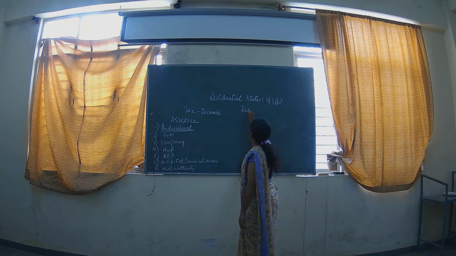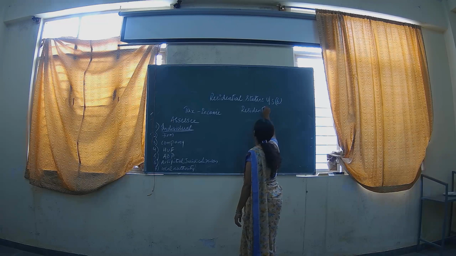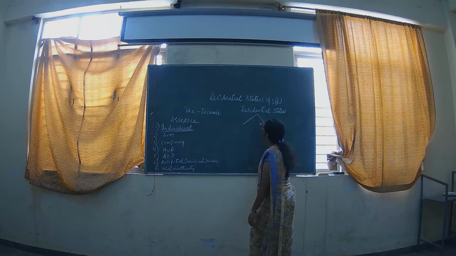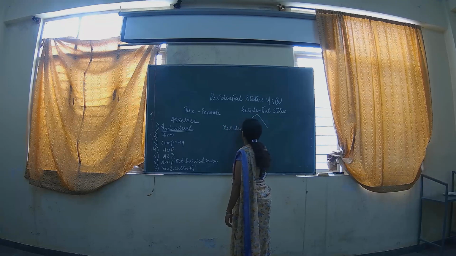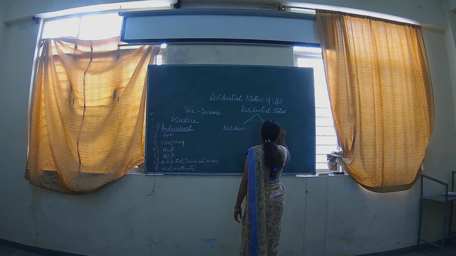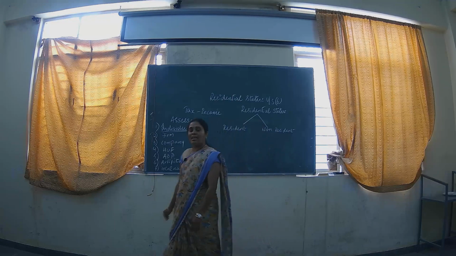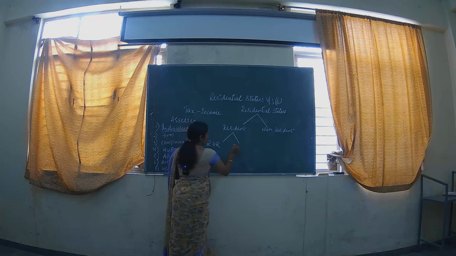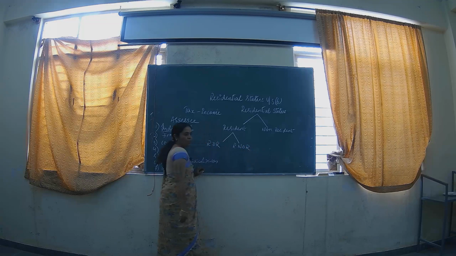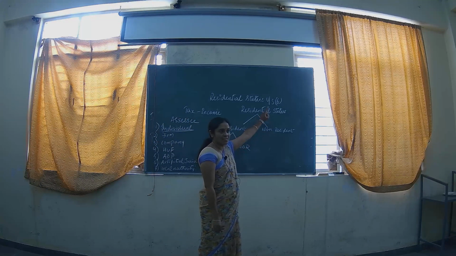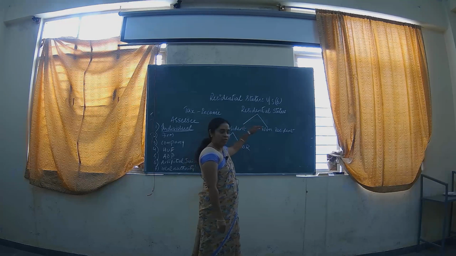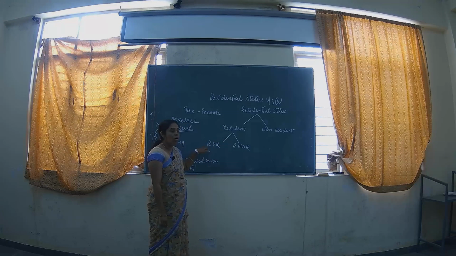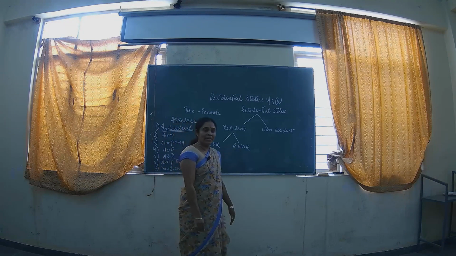Residential status of an individual can be classified into resident and non-resident. Again, we have a subclassification of resident. Resident can be classified into two more: resident, ordinarily resident, and resident, non-ordinarily resident.